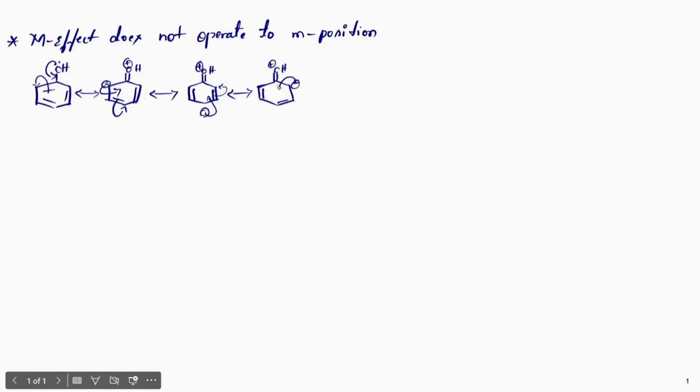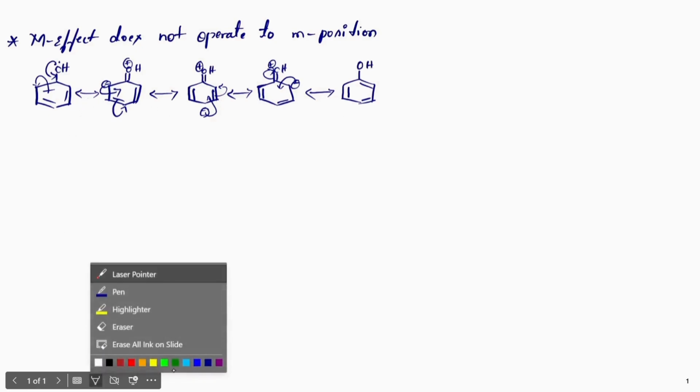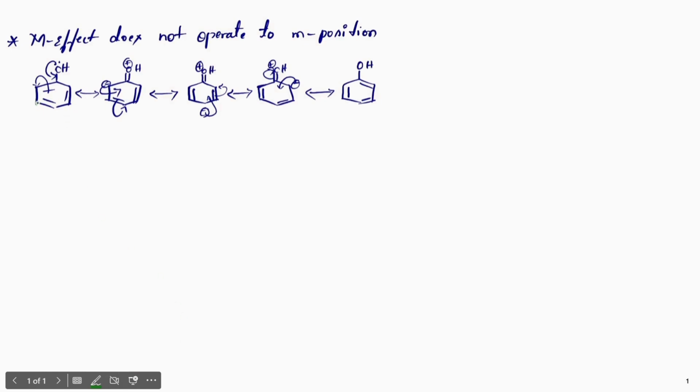Again, this negative charge is involved in the resonance. So we can write as, here double bond, double bond, double bond, single bond OH. These are the resonance structures of phenol. If you see at meta position, this is the meta position, right? No charge is operated on meta position. Therefore, mesomeric effect doesn't operate to meta position.